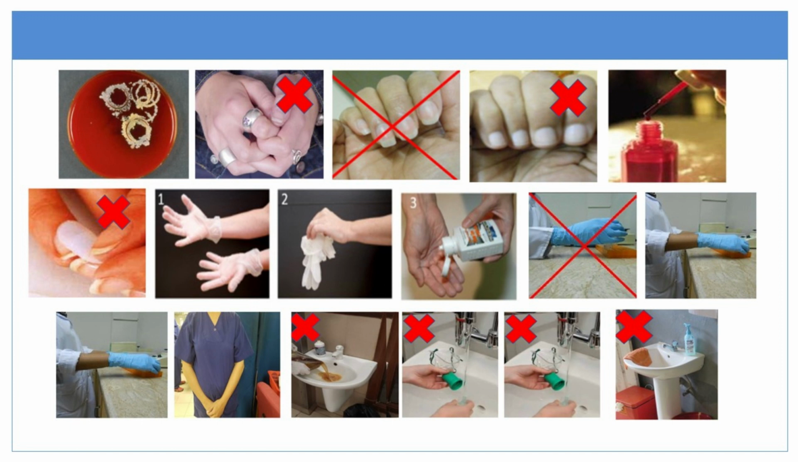An important thing is, when you're washing your hands in the basin, that basin should only be used for hand washing, not for cleaning instruments and other things. So this should be a separate basin just for hand washing.